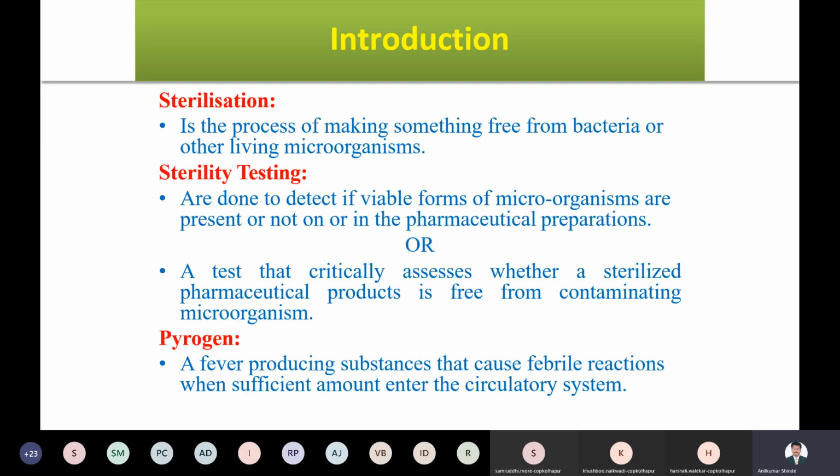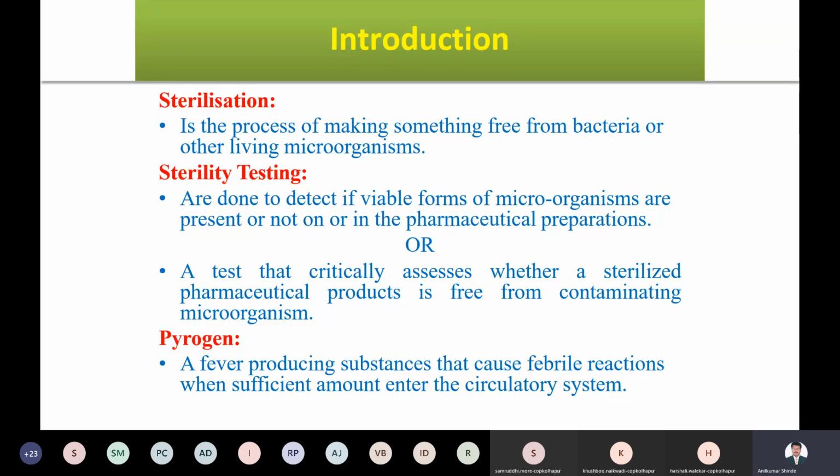Right. So we have seen that sterilization is the process of making something free from bacteria or other living organisms. We can use different sterilizing methods to make the preparation free from bacteria. The different sterilizing methods can be used for that, and sterilization is a process.